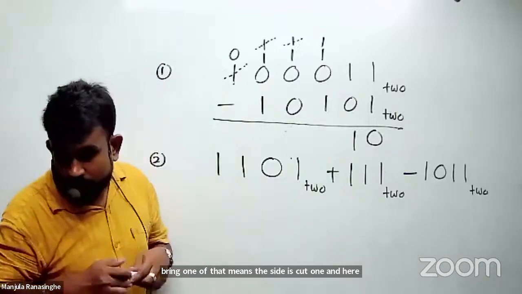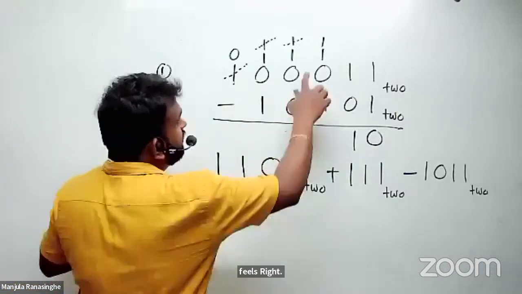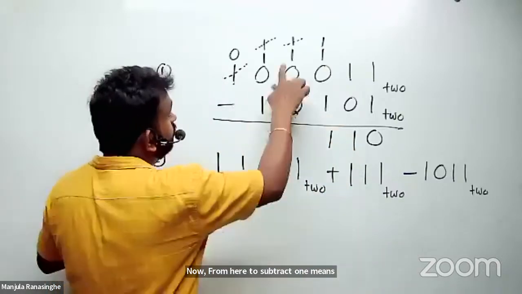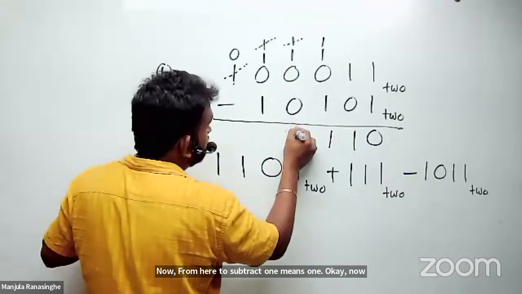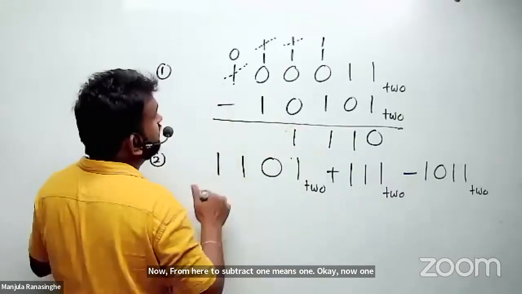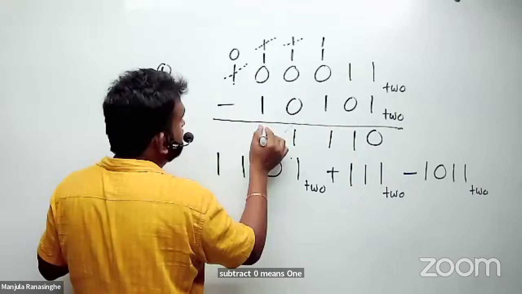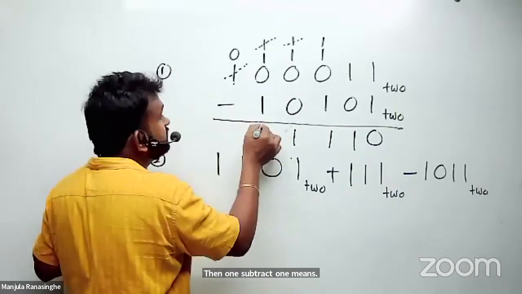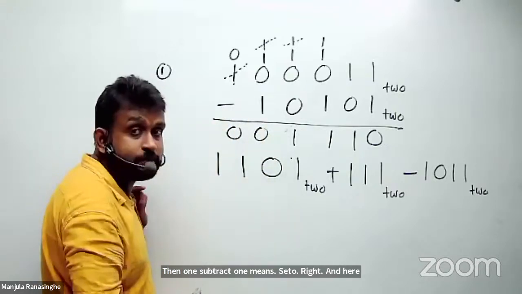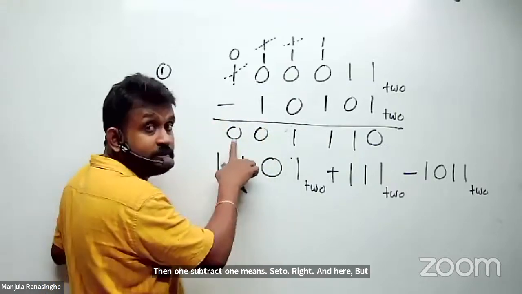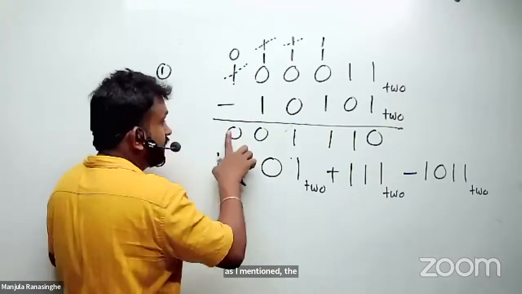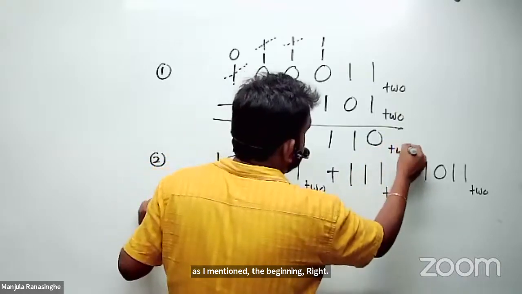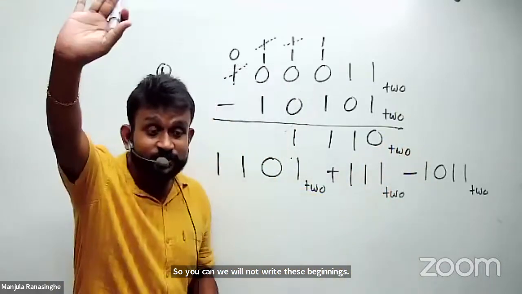Right. Now from here 2 subtract 1 means 1. Okay. Now 1 subtract 0 means 1. Then 1 subtract 1 means 0. Right. 0 and here 0. But as I mentioned, the beginning zeros normally we are not writing. So we will not write these beginning zeros. So the answer shall be 1110. Hands up those who got the answer.